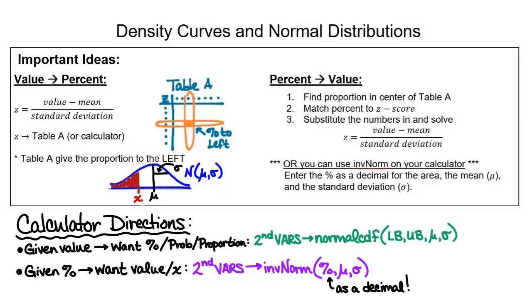I want you guys to practice on part A and part B down here with this. So drawing your picture, you can find your z-score and use table A, or you can put it into the calculator. If you choose to use the calculator, you have to show what you're typing in.